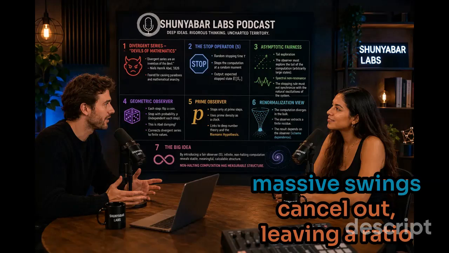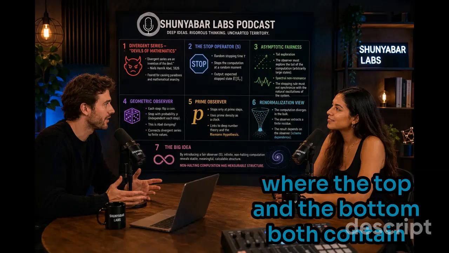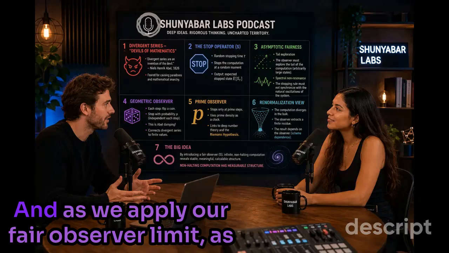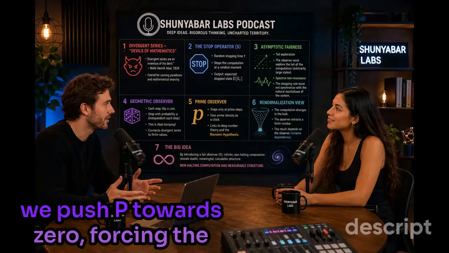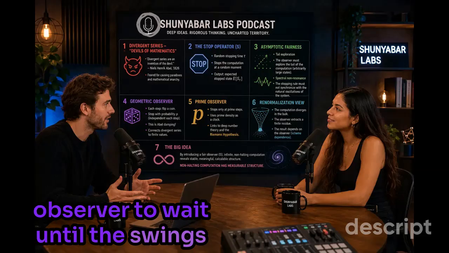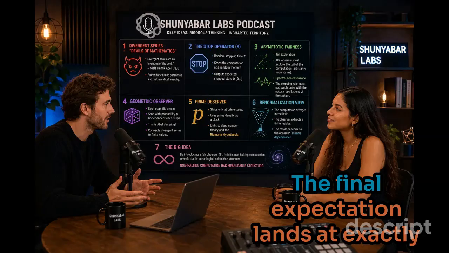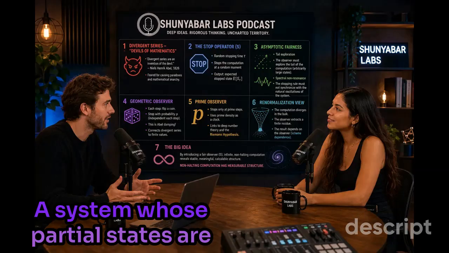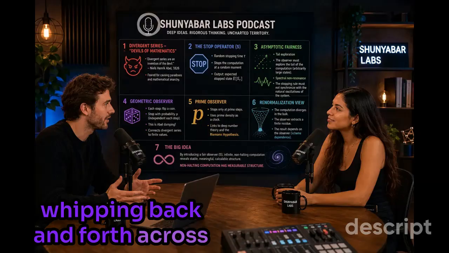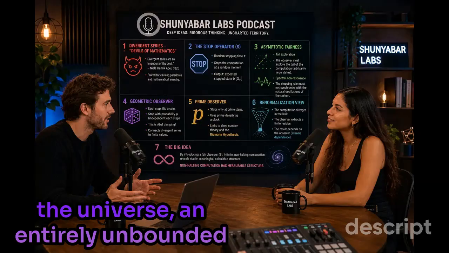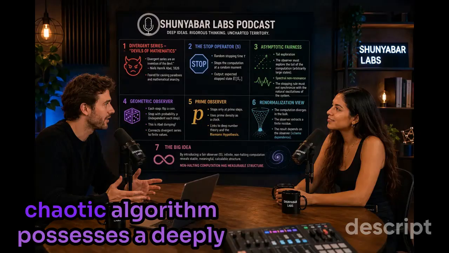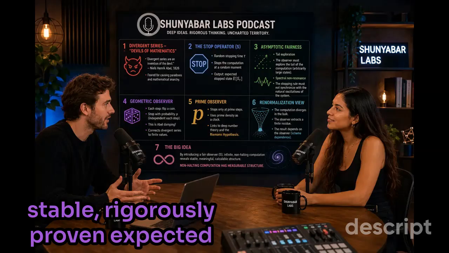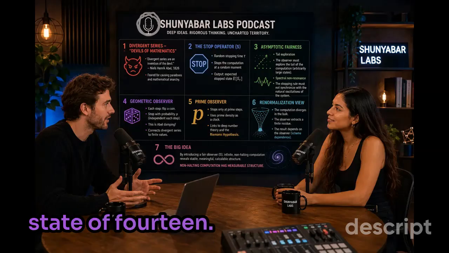All the massive swings cancel out, leaving a ratio where the top and the bottom both contain the probability parameter p. And as we apply our fair observer limit, as we push p towards 0, forcing the observer to wait until the swings are infinitesimally massive, the final expectation lands at exactly 1/4. A system whose partial states are whipping back and forth across the universe, an entirely unbounded chaotic algorithm, possesses a deeply stable, rigorously proven expected state of 1/4.